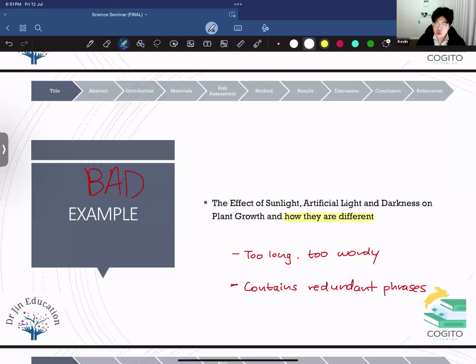Why? Because when you talk about the effect of sunlight, artificial light, and darkness, you're already aware that it's different light conditions. So it's already implied that they are different. So you don't actually need this last bit. I would say it's redundant. It's a bit useless. It doesn't add any more value. So this is a bad example.